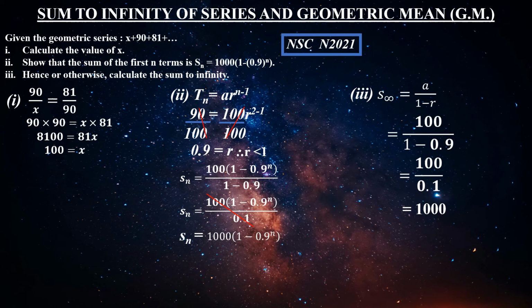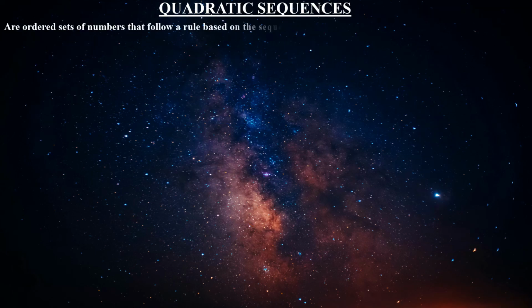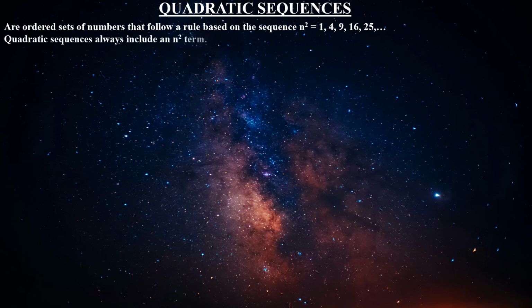Okay, so now we're going to go to what we call quadratic sequences. They are ordered sets of numbers that follow a rule based on the sequence n squared, right? So these are quadratic sequences. As you can see, we have 1 and we have 4. So it's like we have 1 to the power 2, that is going to give us 1. And the next thing is going to be 2 to the power 2, which gives us 4. And we're going to have 3 to the power 2, which gives us 9. Okay, like that. So a quadratic sequence always includes an n squared term, right?